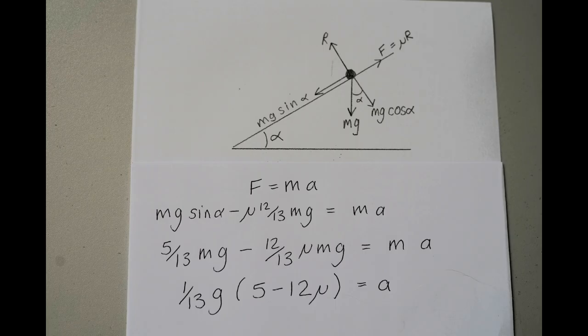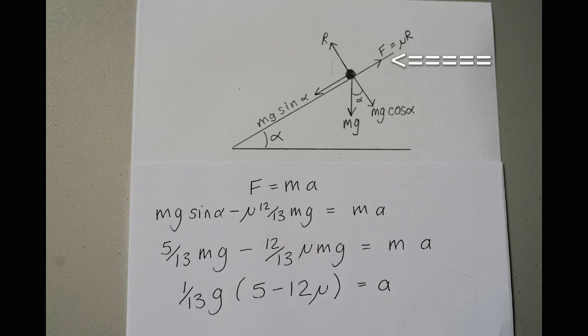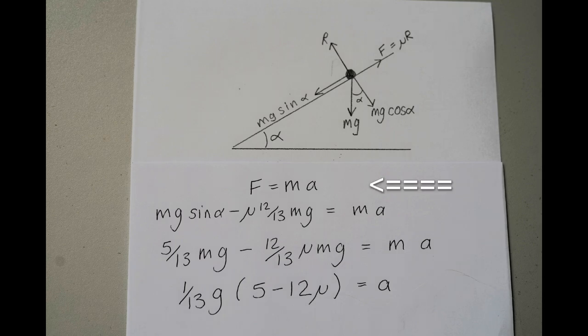Part B. P is sliding down this rough plane. Let's put friction on the diagram. This is acting up the slope. We know from Newton's second law that F equals ma.